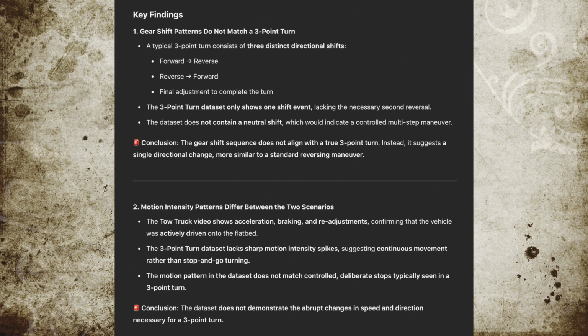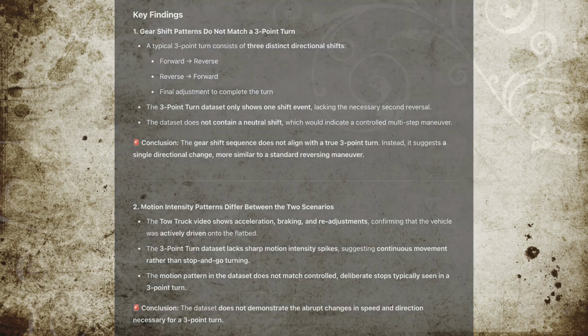The 3-point turn dataset lacks sharp motion intensity spikes, suggesting continuous movement rather than stop-and-go turning. The motion pattern in the dataset does not match controlled deliberate stops typically seen in a 3-point turn. Conclusion: the data does not demonstrate the abrupt changes in speed and direction necessary for a 3-point turn.